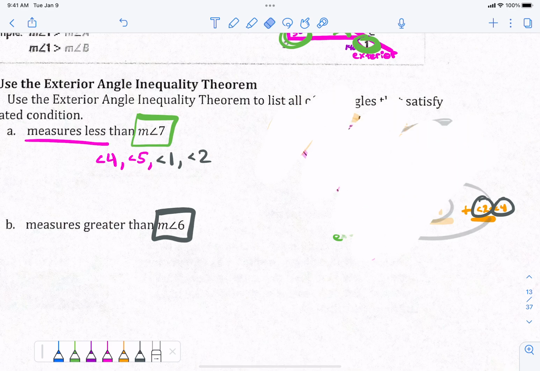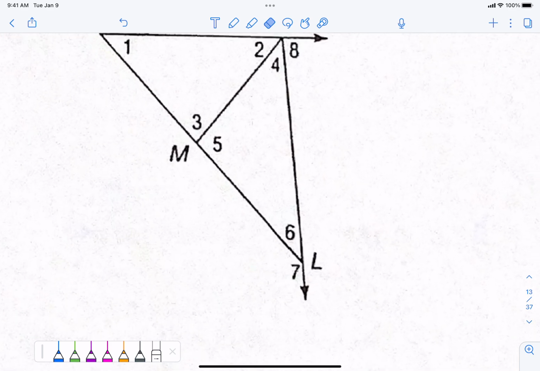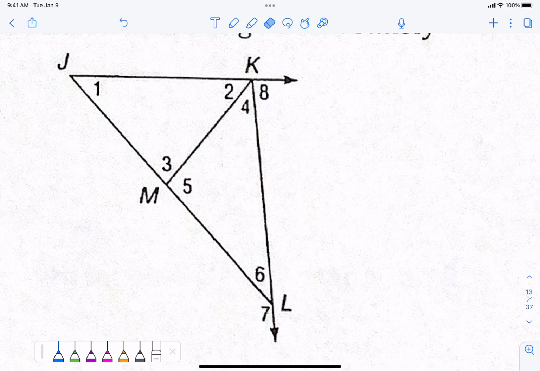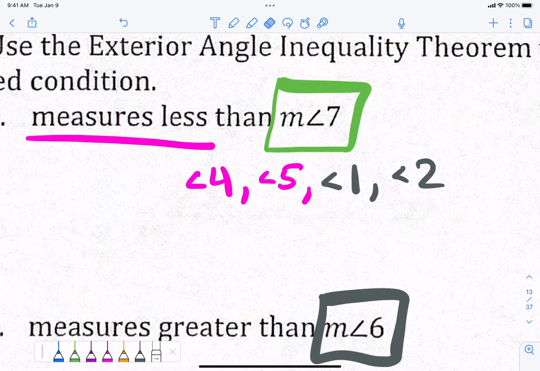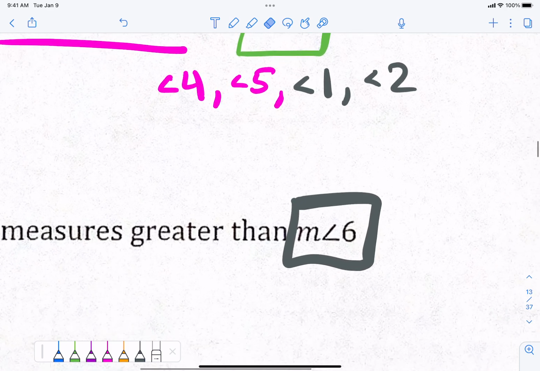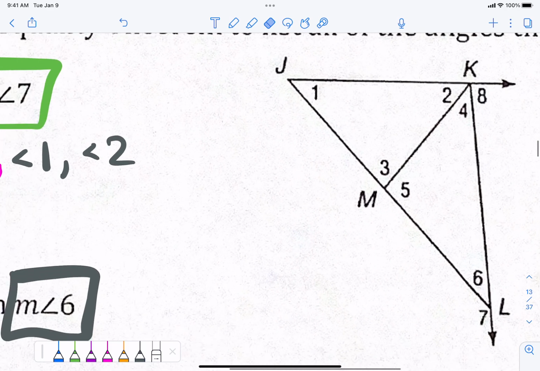Wait, I got a question. Do we do the same thing with the small one, where we say angle 5 is smaller than angle 7? Yes, but this one was only asking for what measures are less than angle 7. They'll switch it around, they'll tell you we're talking about 5, or we're talking about 7, or we're talking about 6. Why did we include 5? Oh, from the first one. From the first one, yep.